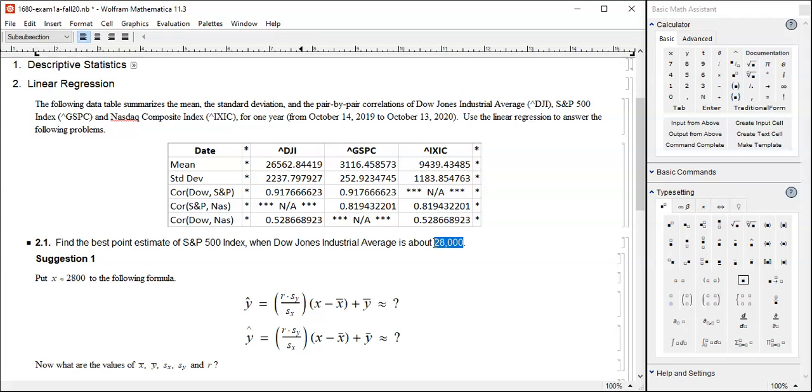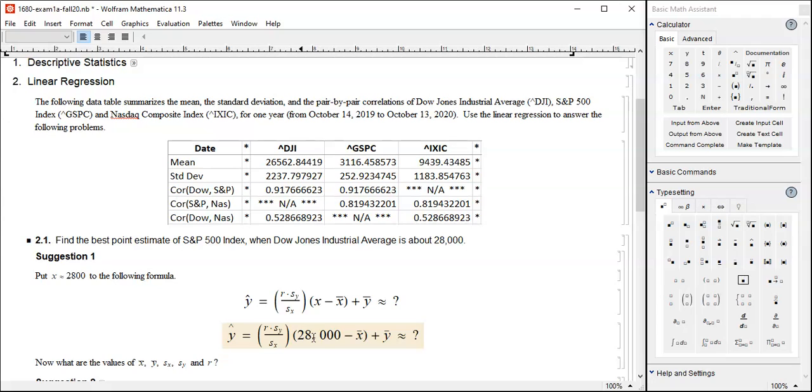28,000 is the x value, so that should go here in place of x. All right, now all the other numbers are coming from the table. Now what is x bar? What is y bar? Bar means the average, mean, so it's got to be means, either this or that. You see, this is about S&P 500 and Dow, so third column doesn't do anything. So this or that, which is which?